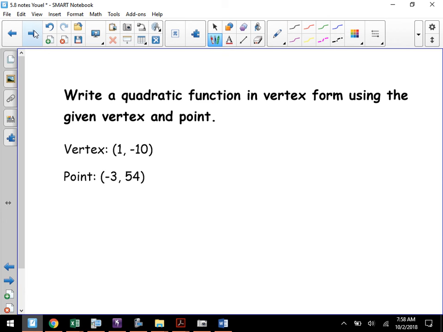So here's your equation. So you're given the vertex. If it helps, you can mark above the points that your vertex. Here's H and K, X and Y. That will help you keep it straight.